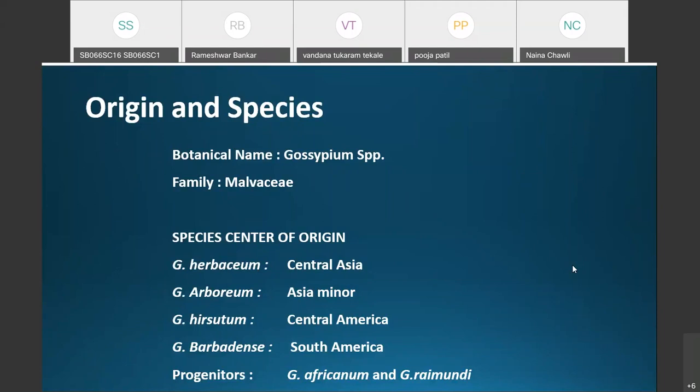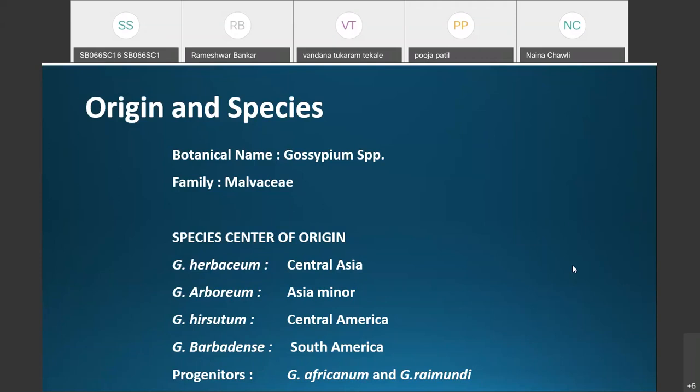This Gossypium species is believed to have originated from wild varieties, and its progenitors are Gossypium africanum and Gossypium raimondii. These two wild species are believed to be the progenitors of the Gossypium species. That is about the origin and the species.